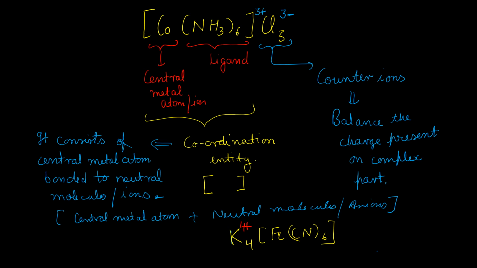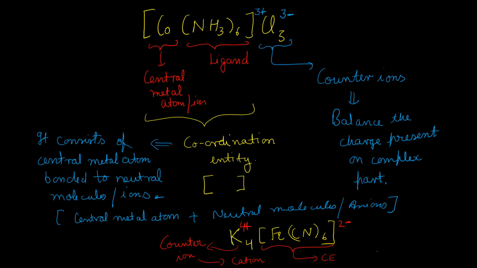Now, in this particular case, one potassium ion has +1 charge, and 4 potassium ions are there, so 4 plus, and this complex part, the coordination entity part, has -2 charge over it, right? This is the coordination entity, so it has -2 charge over it. In this case, the counter ion, potassium ion, is a cation.